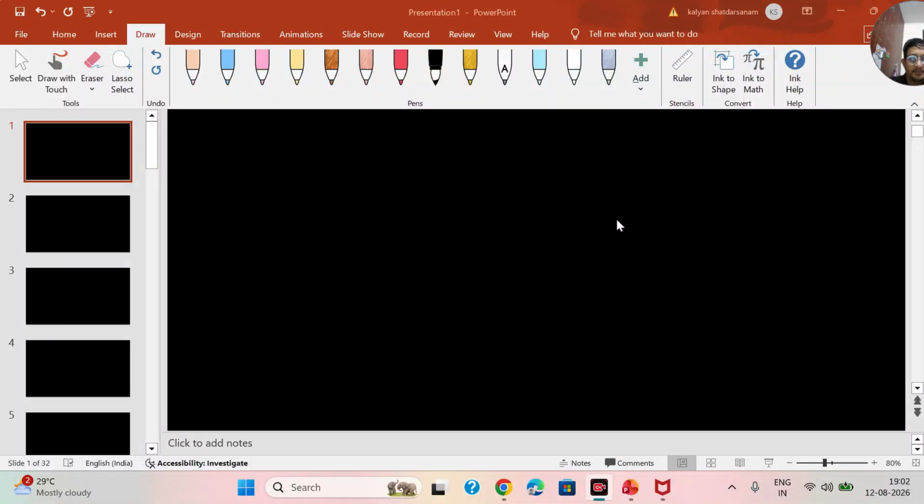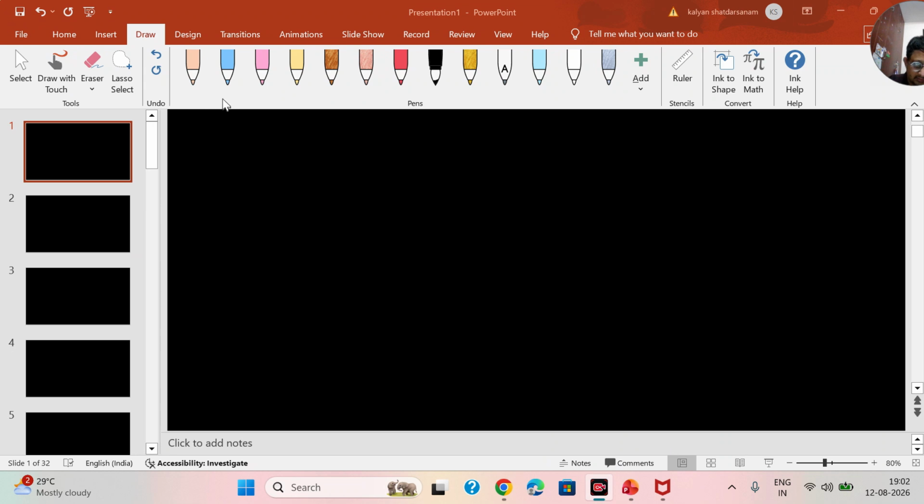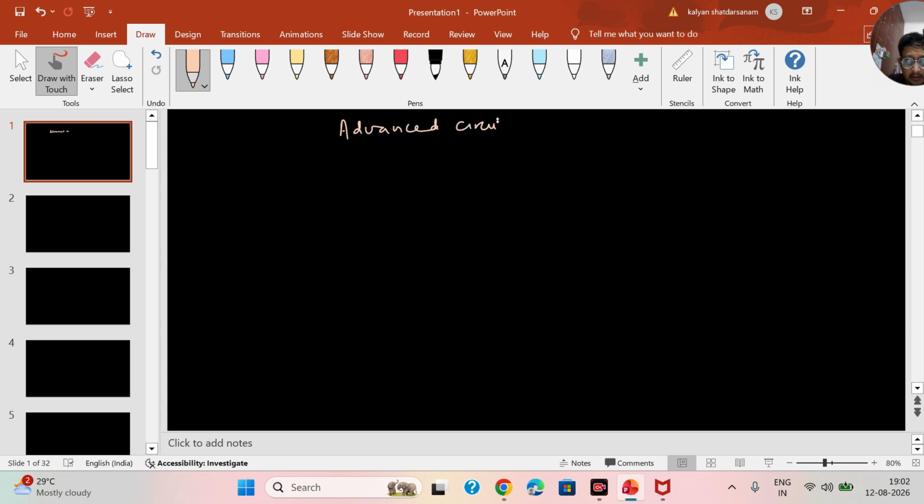Okay, so let me continue with that. Applications of uniform circular motion, advanced circular motion. So yesterday we have done advanced circular motion.